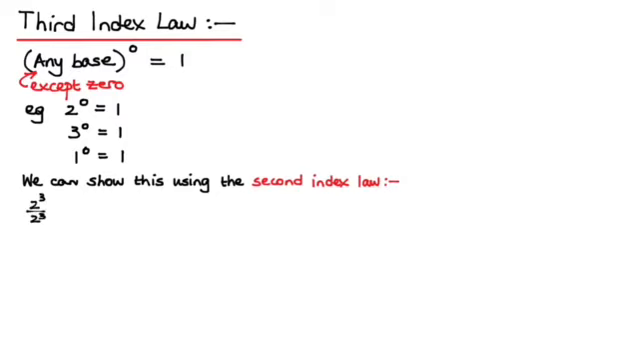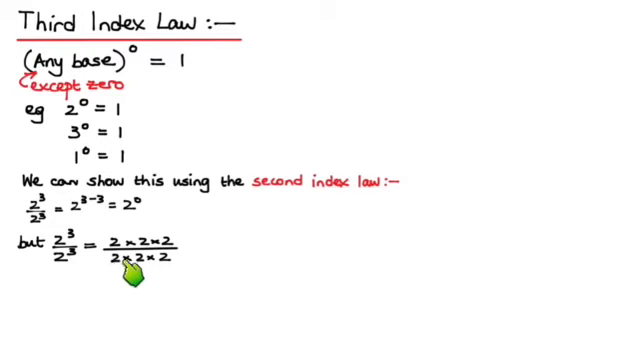So I'll show you. Now we know that by the second index law, guys, 2 to the 3 over 2 to the 3 would equal 2 to the 3 minus 3. And 3 minus 3, of course, is 0. So that would be 2 to the 0, would it not, according to the second index law. Now, let's do it another way. We know that 2 to the 3 over 2 to the 3 is equal to 2 times 2 times 2 over 2 times 2 times 2. Now we can do cancellation throughout the nation. That one, and that one, and that one. And we're just left with 1 over 1, which is 1.